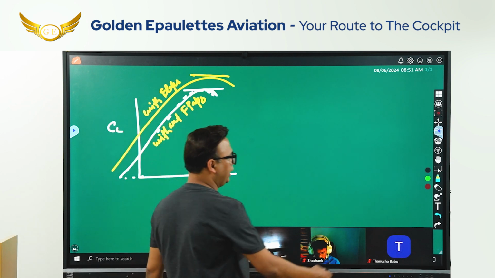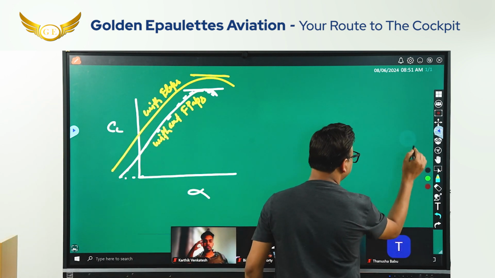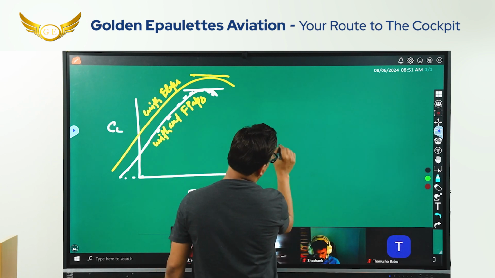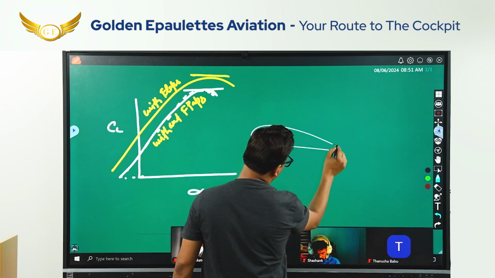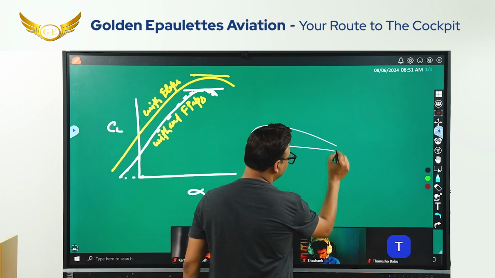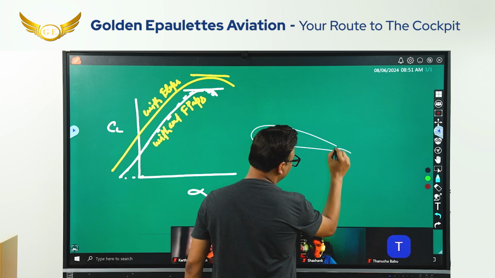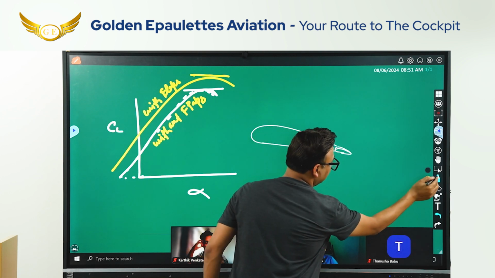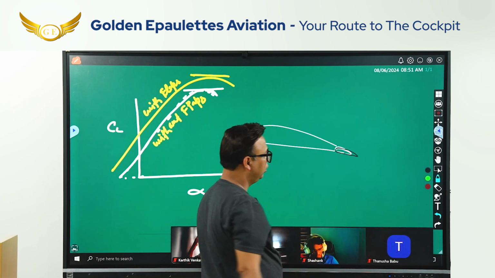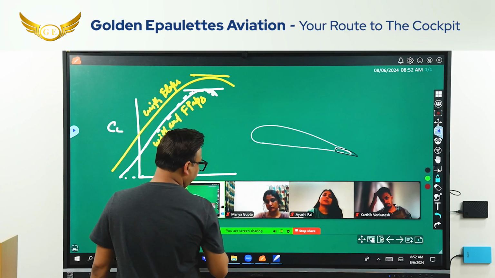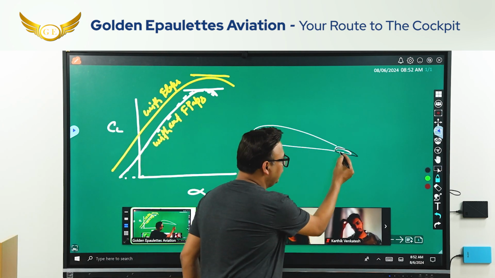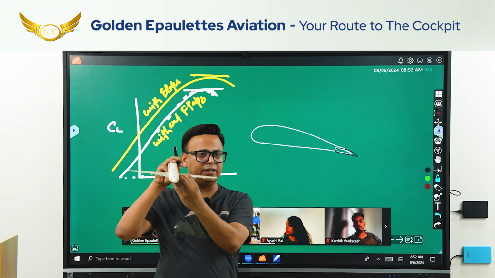Now how is it that way? So see this. Guys, this is your wing. This is your wing. Okay? Here is your flap. Anyways, look here guys, please. So this is your wing. This is your flap at the trailing edge.